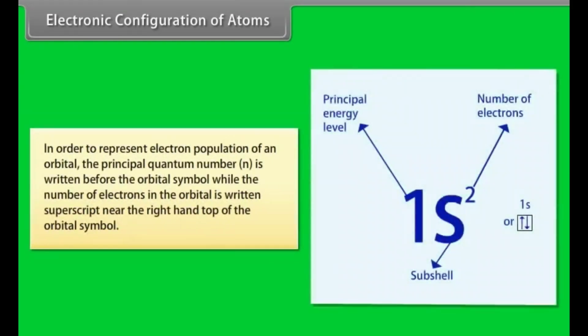Electronic configuration of atoms. In order to represent electron population of an orbital, the principal quantum number n is written before the orbital symbol, while the number of electrons in the orbital is written as a superscript near the right-hand top of the orbital symbol. If we have 2 electrons in the s orbital of first energy level, then it is written as 1s squared.